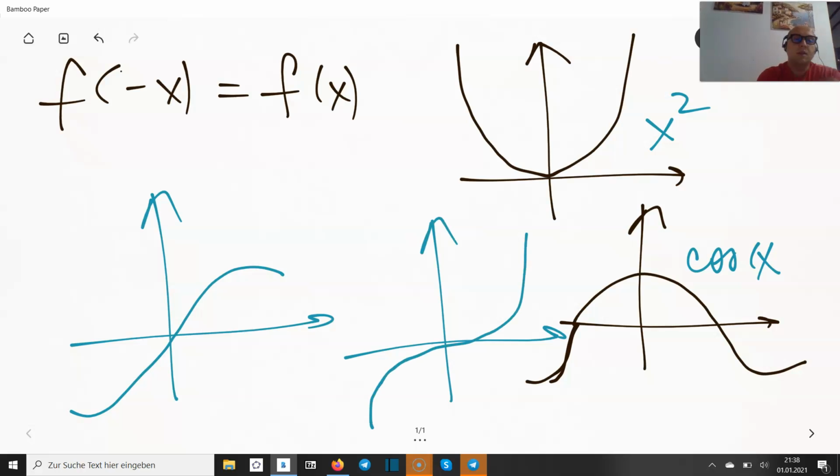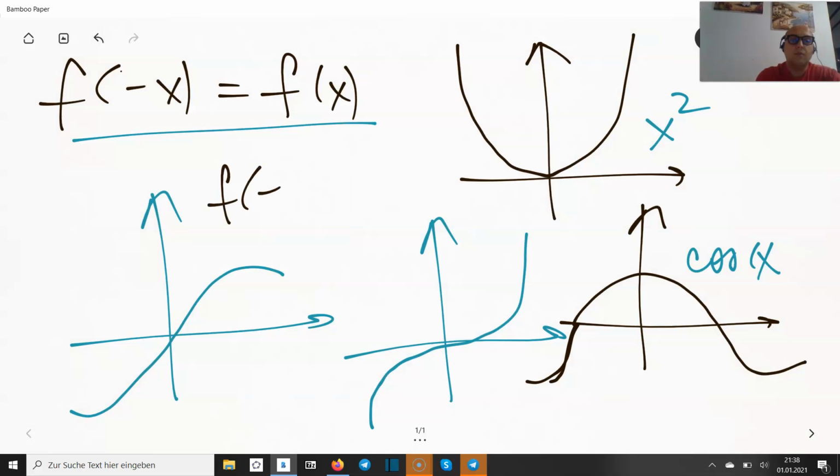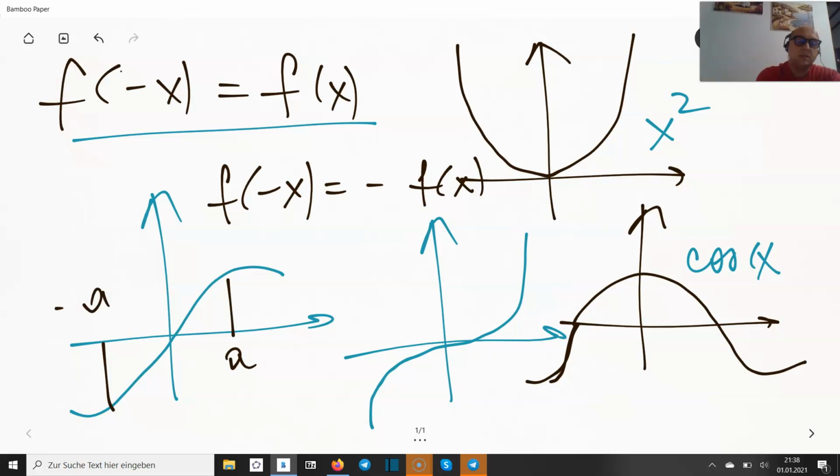What does that mean? Well, that means that this equality isn't quite fulfilled, but rather f of minus x is equal to minus f of x. So it means we have the same distances here and there. This is a, this is minus a. They're equal distance-wise, but they have different signs. So they're not perfectly equal, like with even functions. That's why we call them odd.